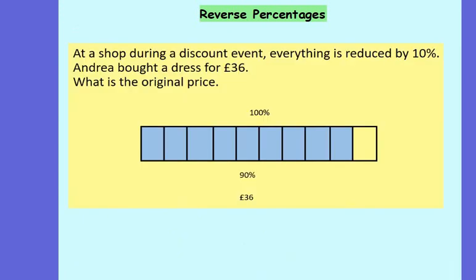Okay, mini whiteboards or light blue books. At a shop during a discount event, everything is reduced by 10%. Andrea bought a dress after the discount, after it's been reduced by 10%, for £36. Can you work out the original price? I've drawn you a bar model to help you out. Please use it. Pause the video for a minute or two and answer that question now, please.